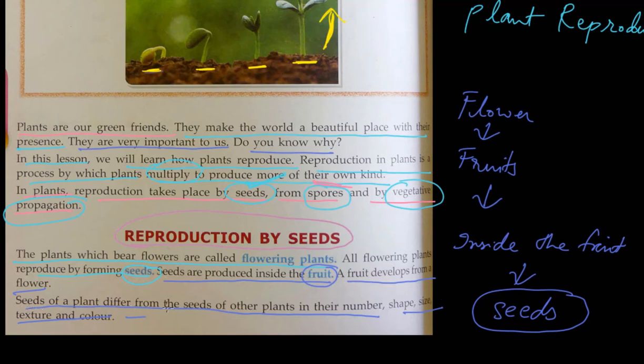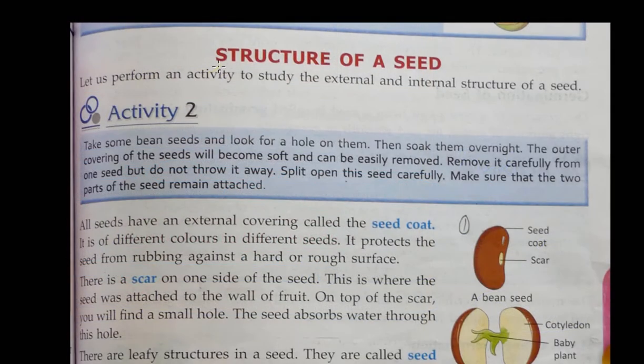Seeds of a plant differ from the seeds of other plants in their number, shape, size, texture, and color. That means different plants have different kinds of seeds. Some fruits may have many seeds inside them. Some fruits will have only a single seed inside them. So it keeps on differing in different kinds of plants. Moving forward, we are going to learn the structure of a seed.